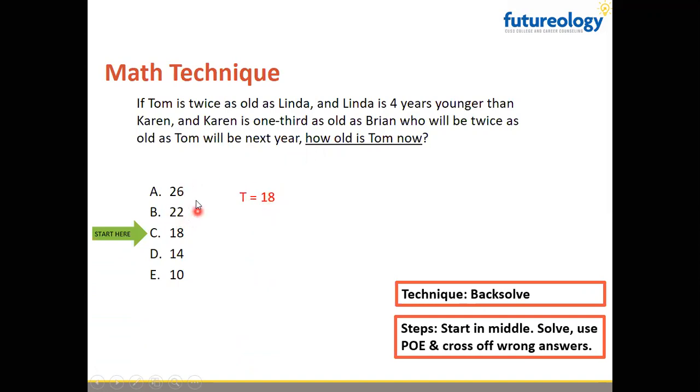So now we've got to label some things and solve it. It says Tom is twice as old as Linda. So if Tom is 18 according to answer choice C, then how old is Linda? Linda's 9. Again, simple numbers. We don't even need a calculator for this. So if Tom is twice as old as Linda, and Linda is 4 years younger than Karen, so Karen's got to be what? 13, because Linda's 4 years younger than Karen.